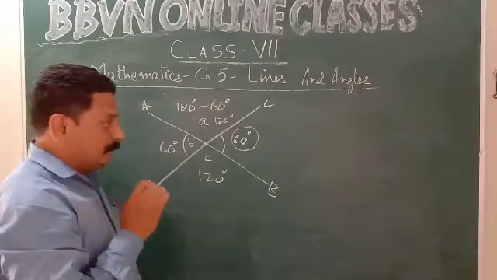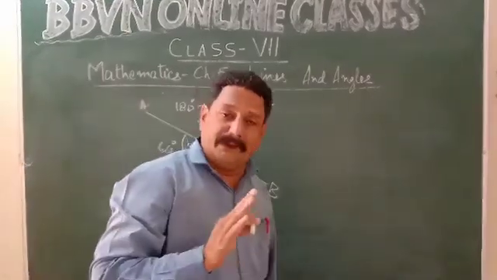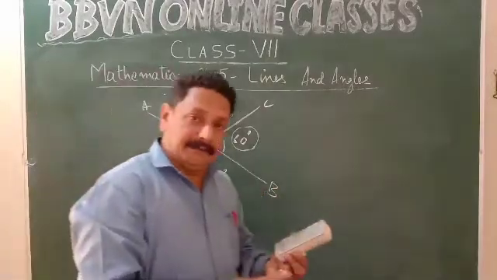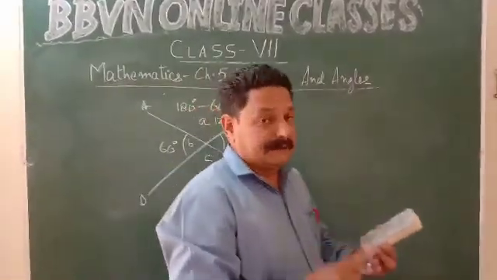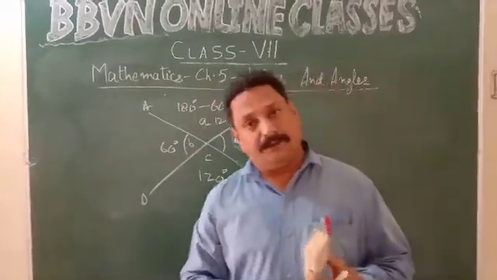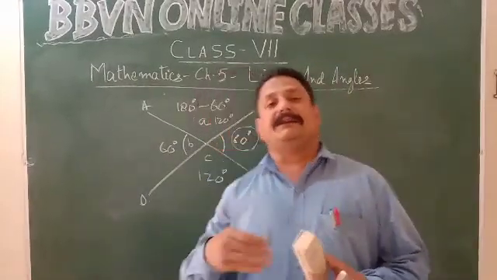So these concepts should be very clear to you. Based on these properties of linear pair, vertically opposite angles and adjacent angles, you can solve the questions of exercise 5.1. In the next class, we shall discuss more questions.